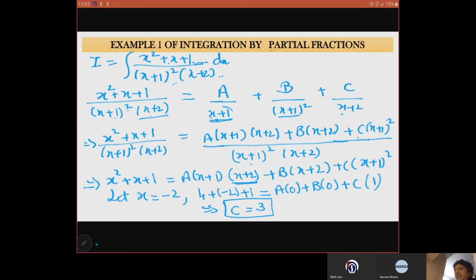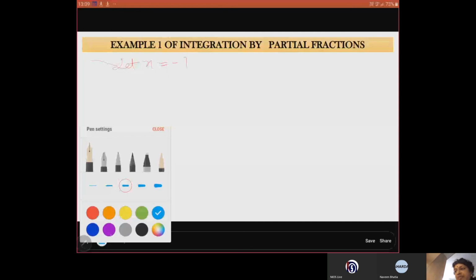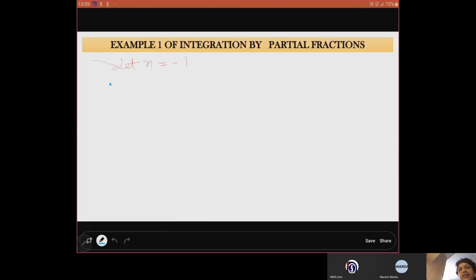Okay. So proceeding like this, next we get the value of a. For that, we'll take x equal to minus 1. If you take x to be equal to minus 1 and substitute it on the left hand side, it will be minus 1 squared plus 1 plus 1. So what does it become? Yes, the answer for a comes out to be minus 2.